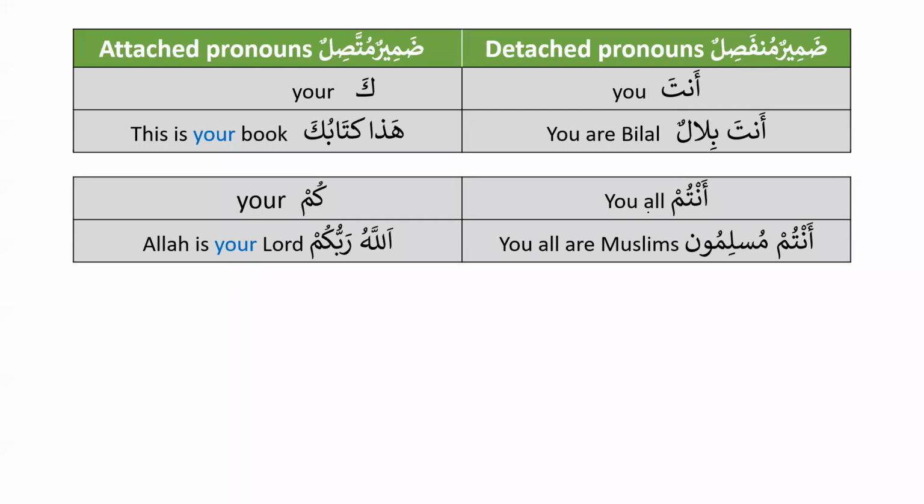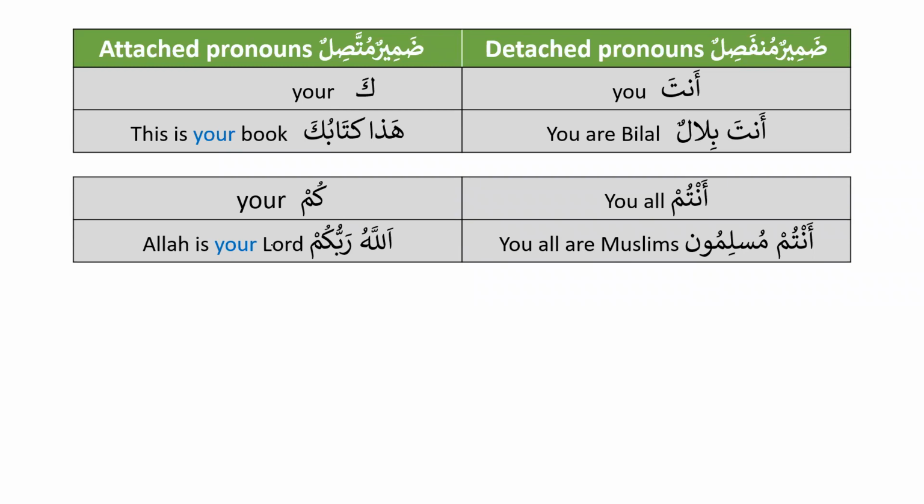Now, why do we need to translate it as you all? Because in English, we have only you, right? But in Arabic, we have anta, and then we have anti, and similarly, we have antuma for the dual, and we have antum for the plural. So just to make it clear, we will say antum, that means you all, and the attached pronoun will be kum, that means your. For example, we say antum muslimuna, you all are Muslims, and we say Allahu rabbukum, Allah is your Lord.